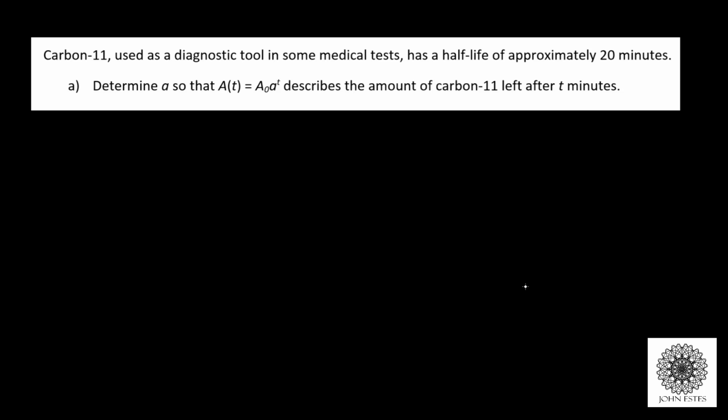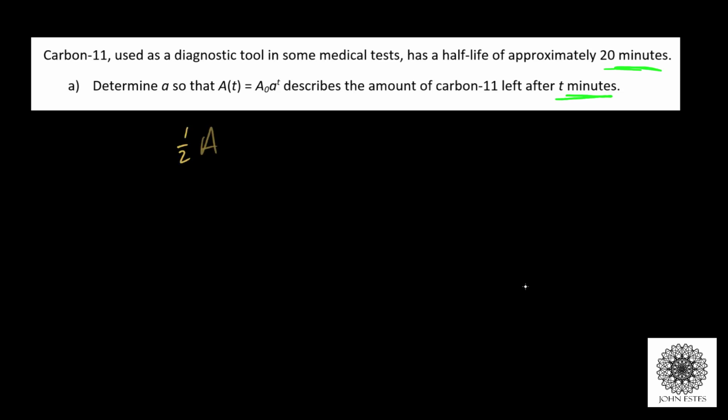So the first thing they asked us to do is determine the value of a, so that A of t equals A sub naught a to the t power describes the amount of carbon-11 left after t minutes. So in other words, let's find the exponential function for this situation. Now we don't have an initial substance, but we don't really need it, because what they did give us is a value of time. 20 minutes is the half-life. So I know that when t equals 20 minutes, and we are measuring in minutes here, I'll have half of what I started with, right?